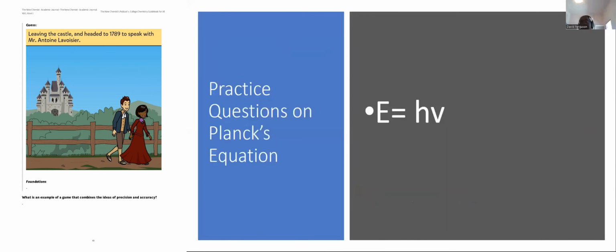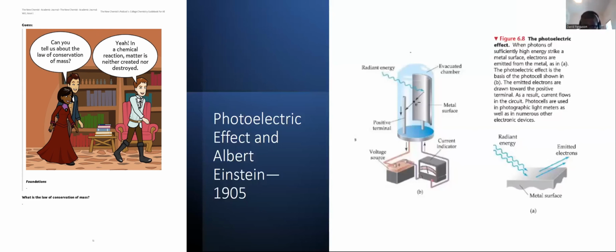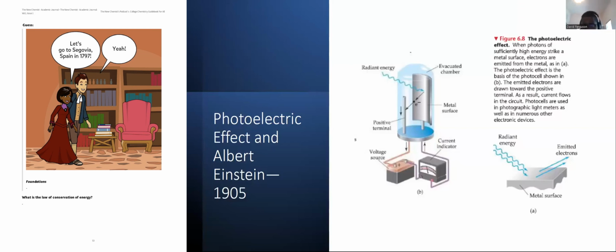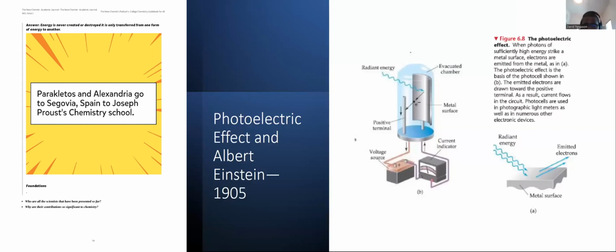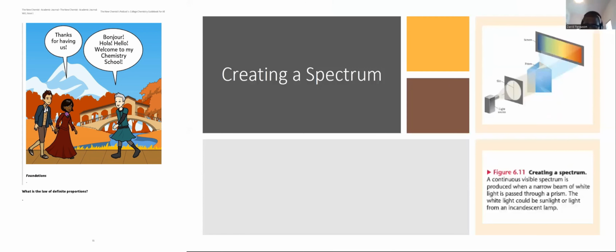So this would be a good time to practice the questions on the homework associated with Planck's equation. So, photoelectric effect. Here we see an example of radiant energy hitting the metal surface, an electron being emitted, and it's picked up by a positive terminal. The voltage source is transmitted, and we observe the reading on the current indicator, which shows you that you have an electron passing through the wire. So yeah, Einstein observed this phenomenon in 1905.